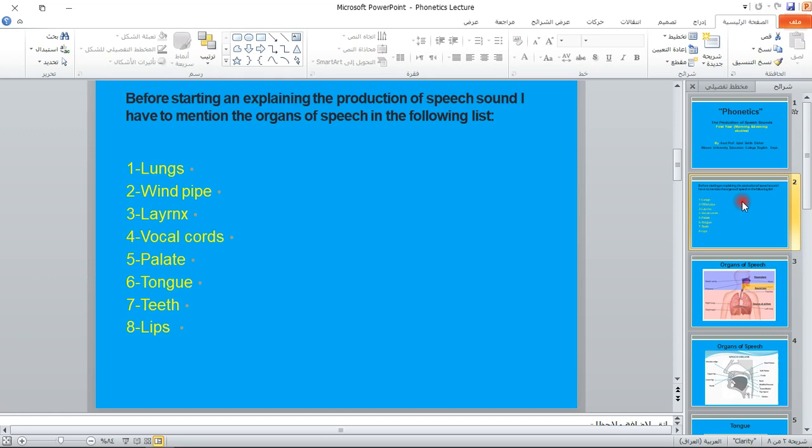Palate is the roof of the mouth and consists of three parts: soft palate, hard palate, and alveolar ridge. Tongue is a movable organ of speech, and it plays an important role in production of speech sounds. Teeth. As human beings, we have upper teeth and lower teeth. Finally, lips. We have upper lip and lower lip.